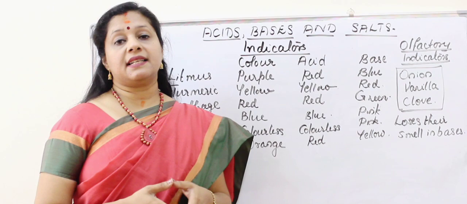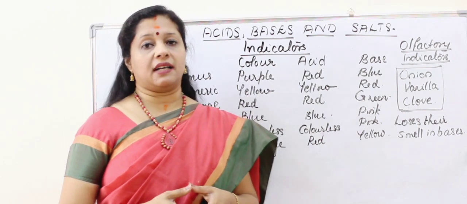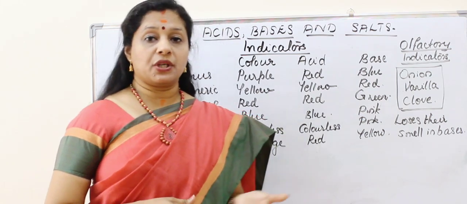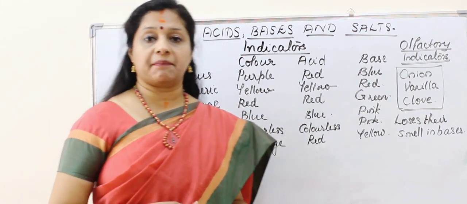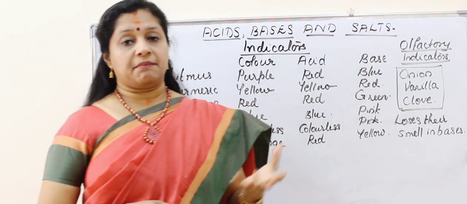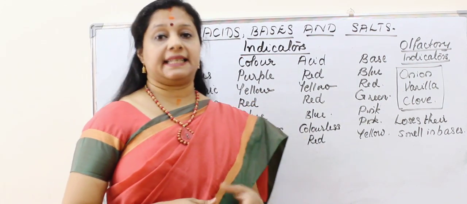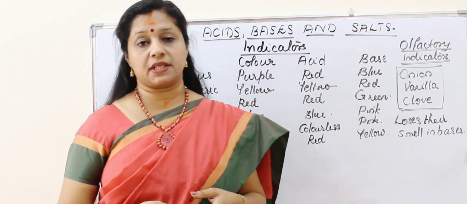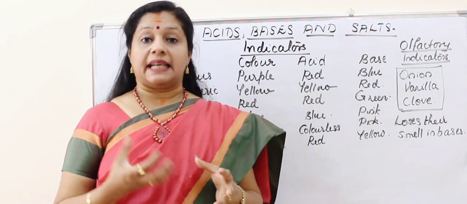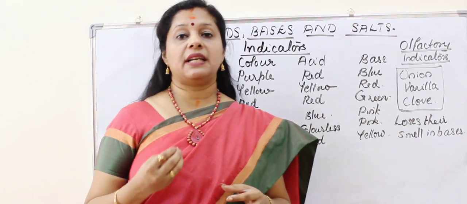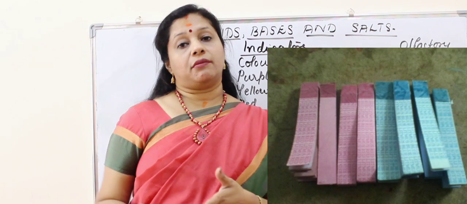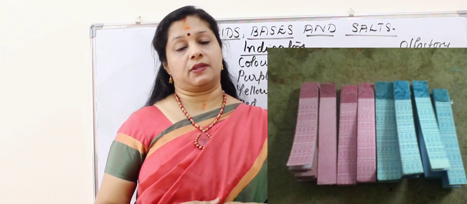Some of the indicators that we use which are natural, the major one is litmus paper. Litmus paper is usually used in the lab to find out whether something is acidic or basic. Usually the litmus paper is extracted from a lichen. You know, lichen is a symbiotic association between an alga and a fungus. The extract of lichen has a naturally purple color, but it is made red or blue for our use.